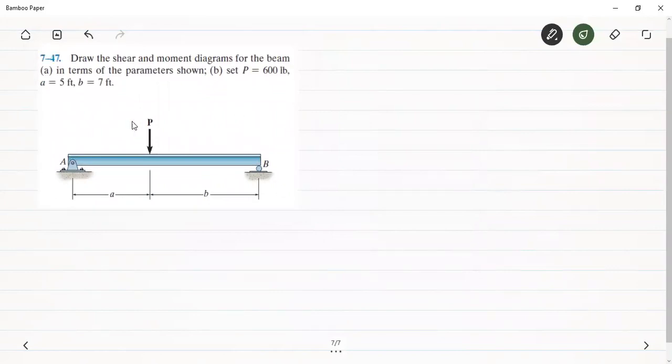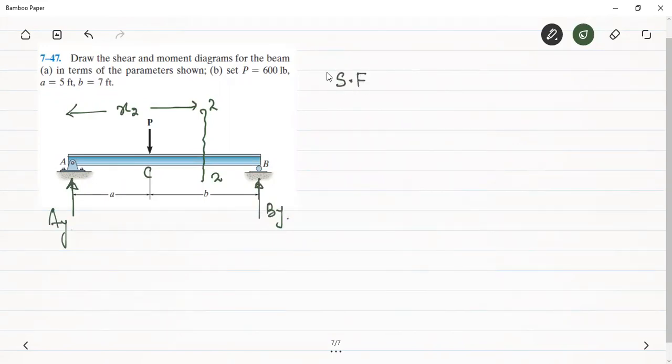Now let me take another section. Now I have discussed between A and C. This is section number 2, which is at a distance of x2 from the support. This was AY. This is BY. Now shear force at section 2 will be equal to how much?